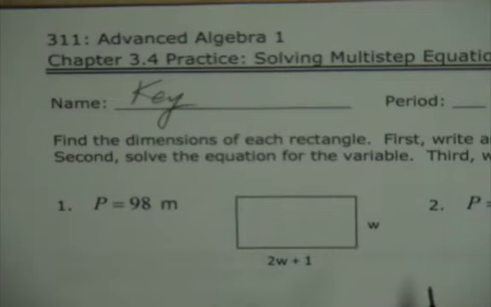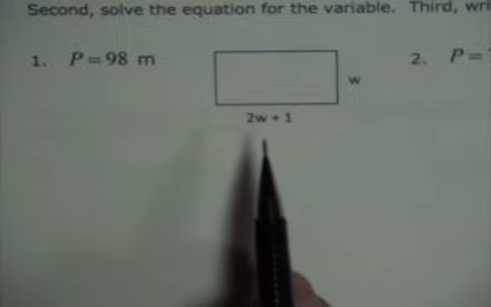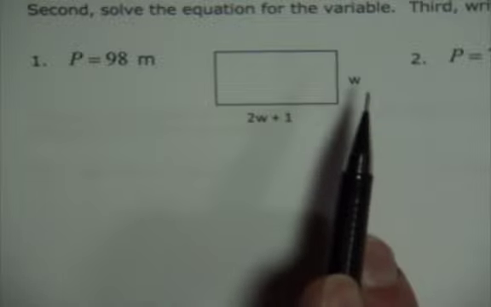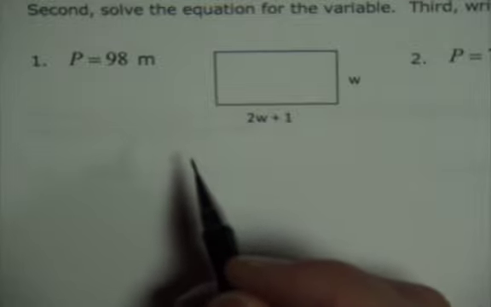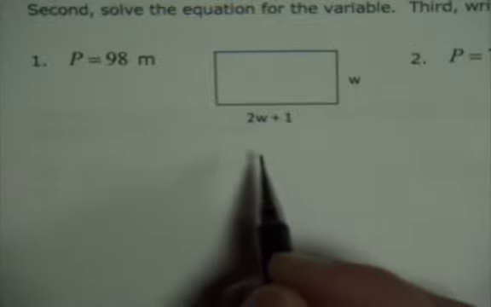The first problem here is to find the dimensions of a rectangle, and we are told what the perimeter of our rectangle is. However, we are given dimensions for length as 2w plus 1 and width as w. So what we need to do here is build an equation using the information.